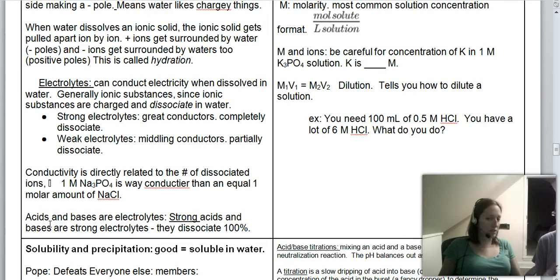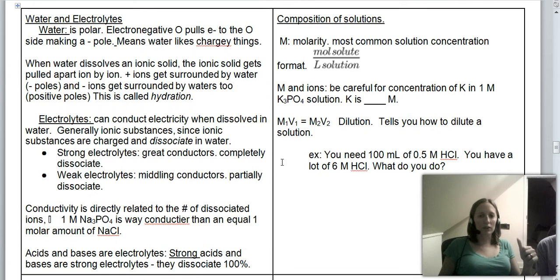So they dissociate 100%, whereas weak bases and weak acids are going to be the more organic acids and ammonia type organic bases, and they have smaller percentages that dissociate. All right, that's box 1.